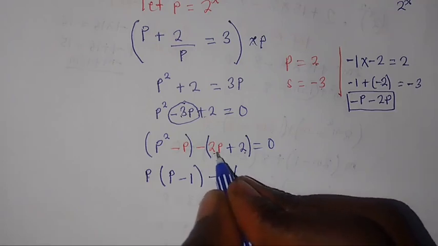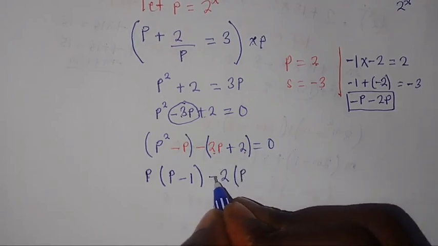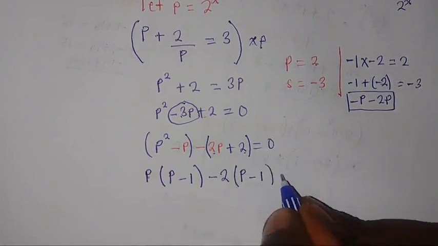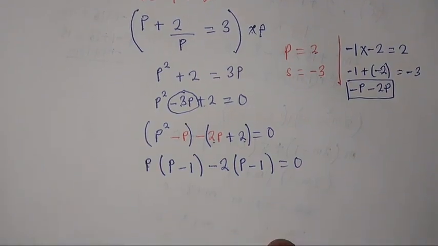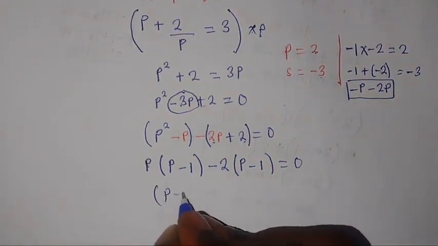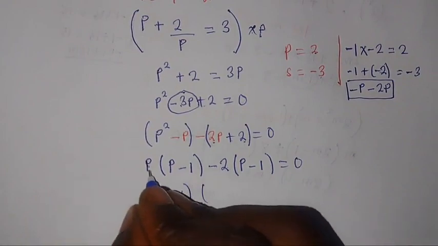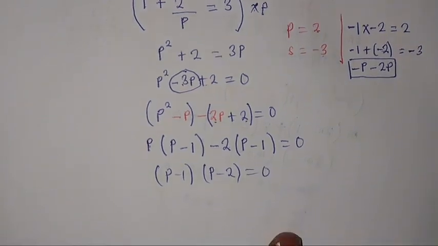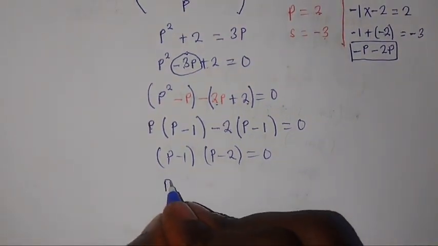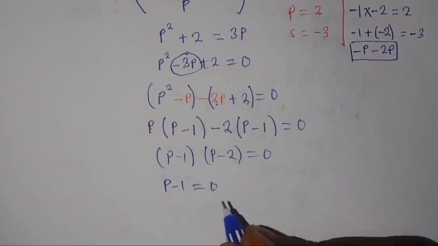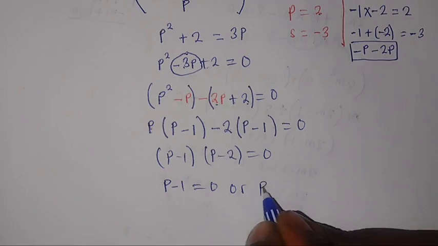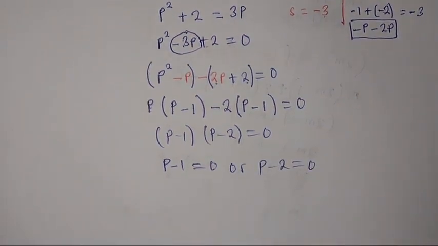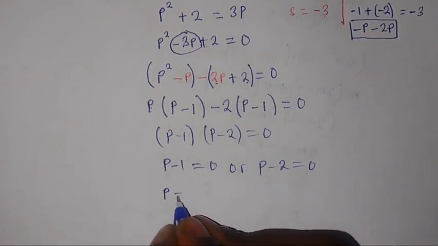Okay, 2 into 2p, you just remain with a p. Negative times positive, it's a negative. 2 into 2, it's a 1. Then equal to 0. So you can see they are the same. So you can just say p minus 1 and p minus 2 equal to 0. So from here, we can group them. We can say p minus 1, we equate them to 0, or p minus 2 equal to 0. Alright, so from here now, we can say p is equal to 1.